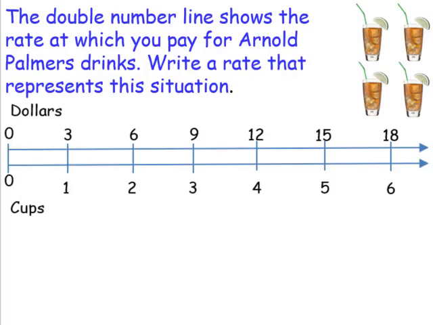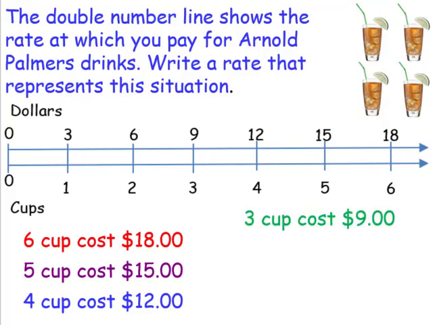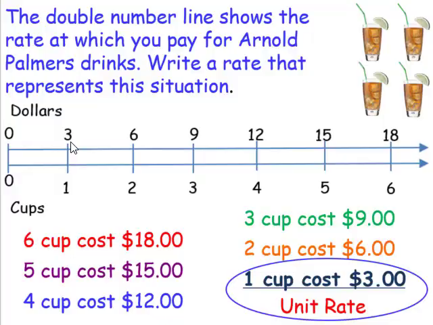The double number line shows the rate at which you pay for an Arnold Palmer drink. Write a rate that represents this situation. A rate that you may write is 6 cups cost $18, or 5 cups cost $15, 4 cups cost $12, 3 cups cost $9, 2 cups cost $6, and 1 cup costs $3. All of these are equivalent rates, but 1 cup costing $3 is a unit rate.